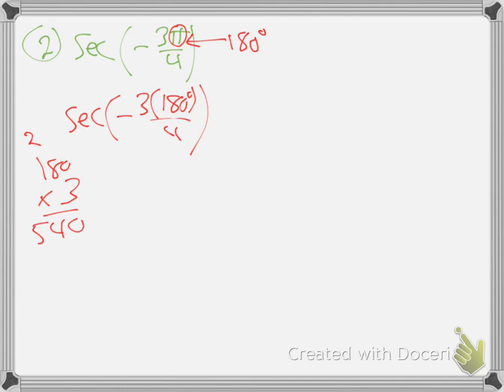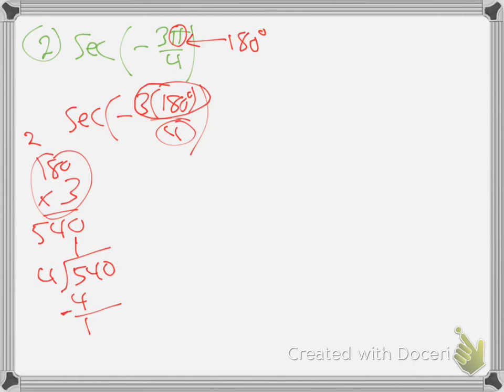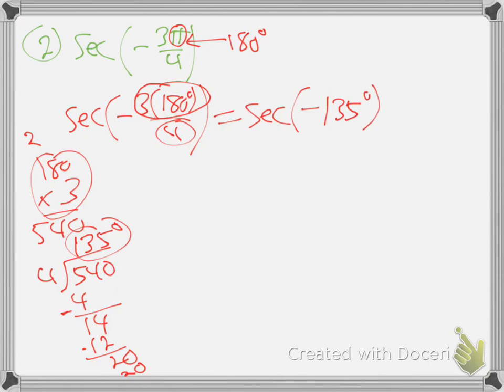Then you've got to divide by 4. So I multiplied 3 times 180, got 540, and then I've got to divide by 4. So 4 into 5. Remember how to long divide by hand? Been a while? 4 goes into 5 one time. I don't long divide by hand very often either. Bring down the 4. 4 goes into 14 three times, 12, and then 20, 5 times, and we're done. So 135 degrees. So this becomes secant of minus 135 degrees.